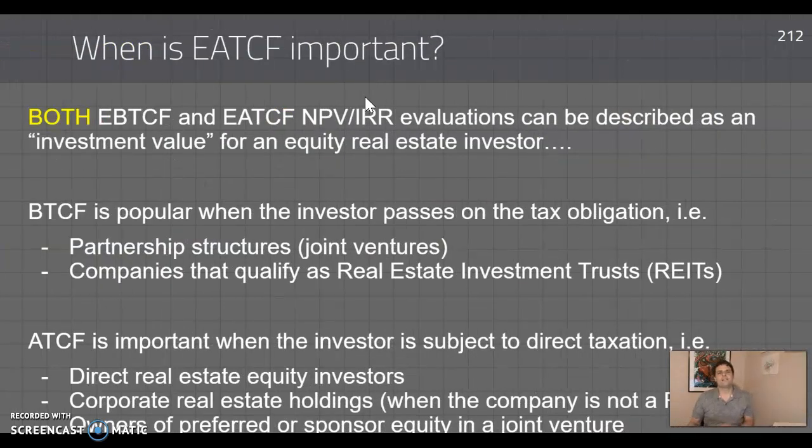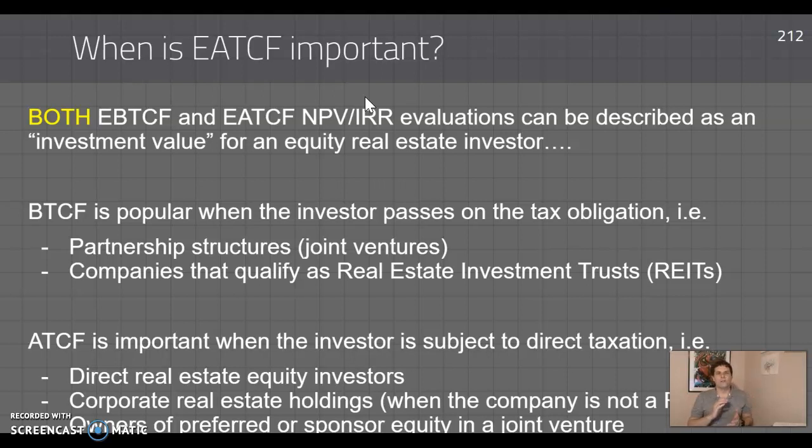So one last comment here. When is equity after-tax cash flow important? So I mentioned that some investors will stop at equity before tax cash flow, which makes this video somewhat unimportant, but still slightly important to those investors. So realize that both equity before tax cash flow IRRs or NPVs and equity after tax cash flow IRRs and NPVs can both be generally described as investment values for this piece of real estate.